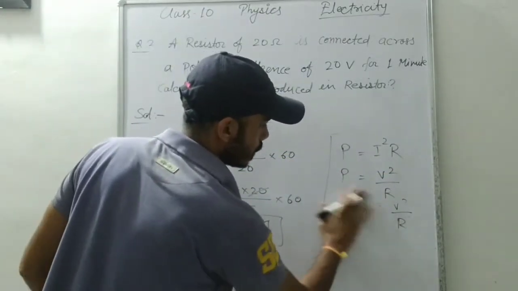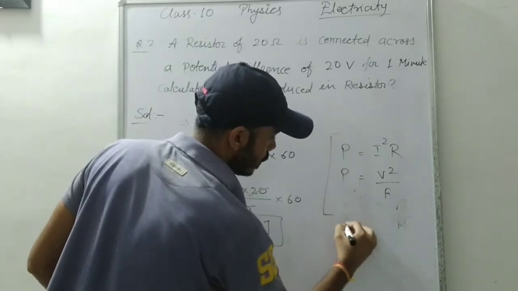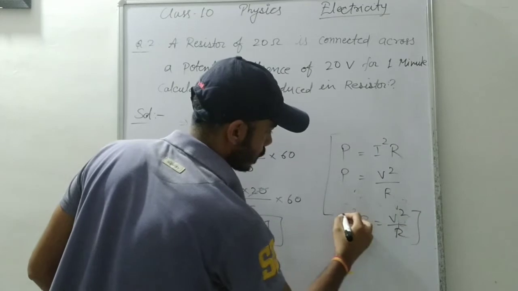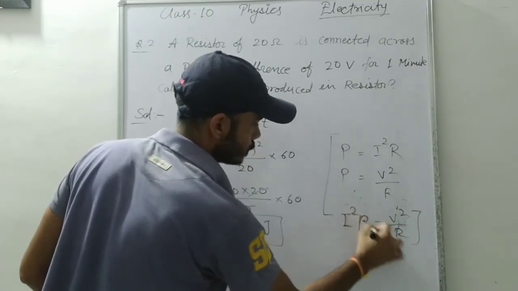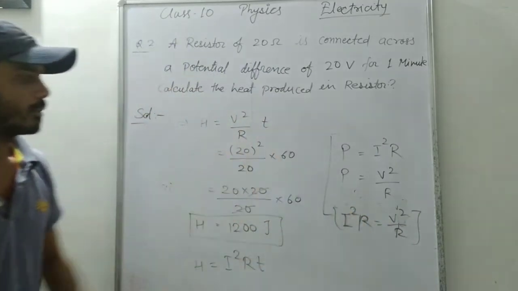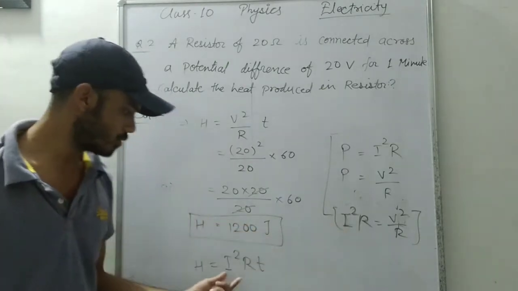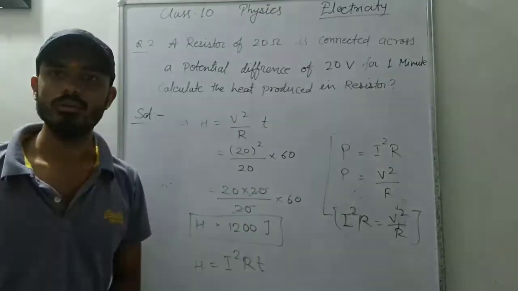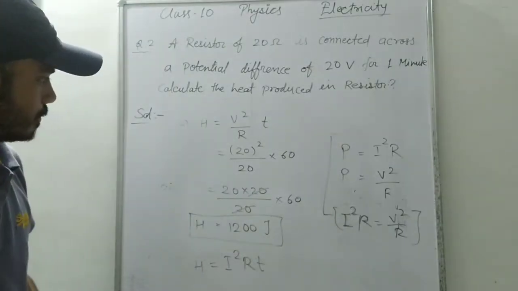Here I'm writing it again. I square R is equal to V square upon R. Okay, so just put this value in the place of I square R. So I square R is replaced by V square upon R, into T. Okay.